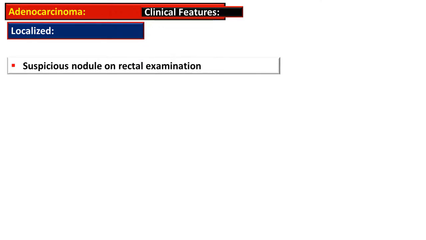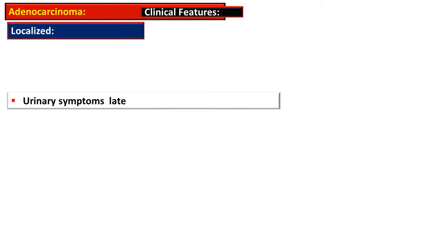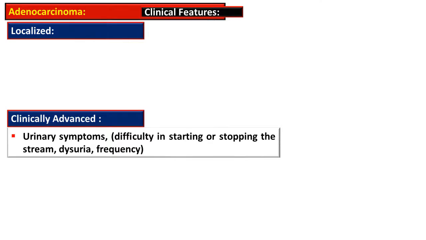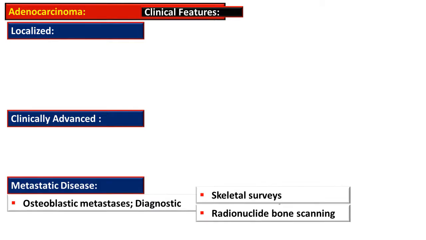Now, the clinical features of prostatic adenocarcinoma. The localized disease can be asymptomatic or may present as a suspicious nodule on rectal examination. There can be elevation of the serum PSA level, and urinary symptoms appear late in the disease progression. Clinically advanced disease presents with urinary symptoms such as difficulty in starting or stopping the stream, dysuria and frequency, and also hematuria. Metastatic disease presents with osteoblastic metastasis, which is diagnostic of this prostatic adenocarcinoma.